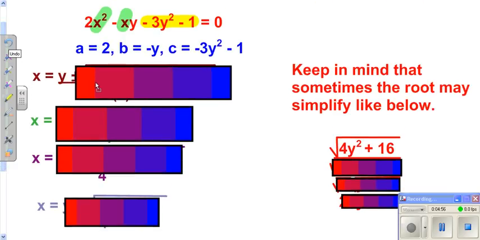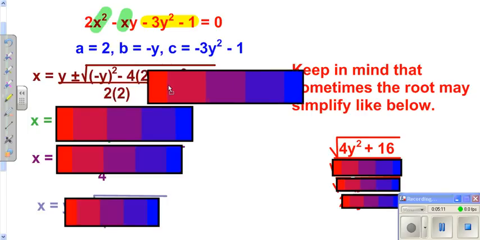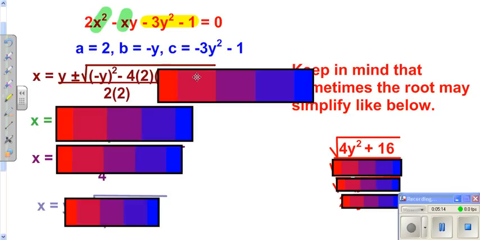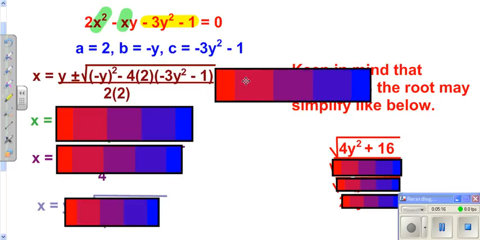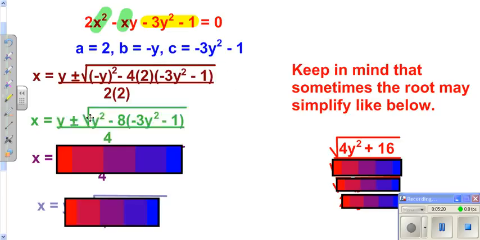You want to go the opposite of your b, so the opposite of a negative y is y, plus or minus your b squared, and once again on the bottom it's 2 times your a value, minus 4 times your a value, times your c value, and then all you'd want to do is simplify your root. So you get a y squared, that's a negative 8, so you'd want to multiply that negative 8 through into your parentheses.